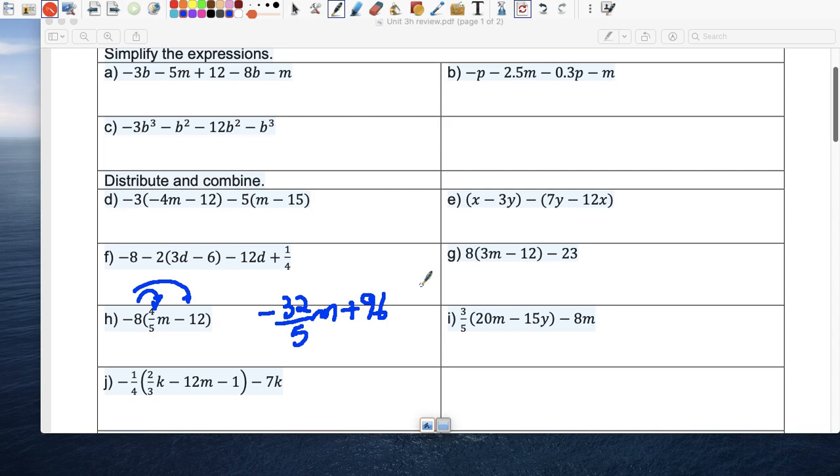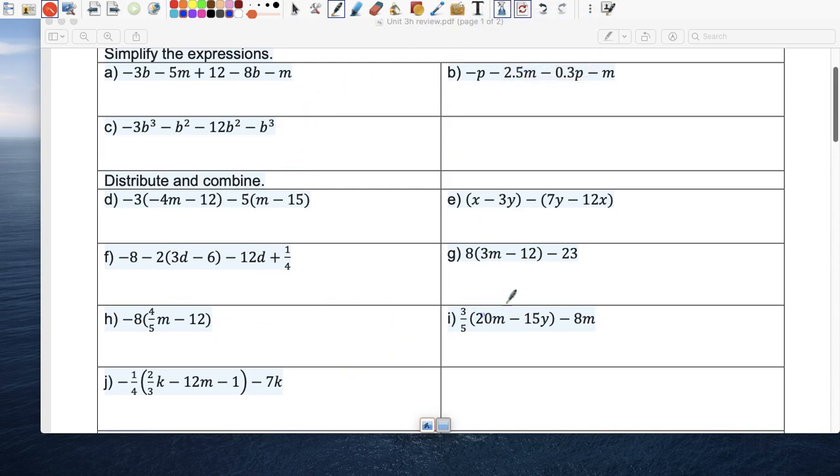So I mean, if it's a multiple choice question, you might see the answer as negative 6 2/5m, right? Plus 96. So depending on the multiple choice, if they leave it as an improper fraction, leave it like that. If they change it to a mixed number, adjust it.